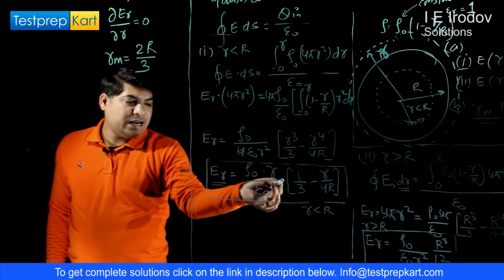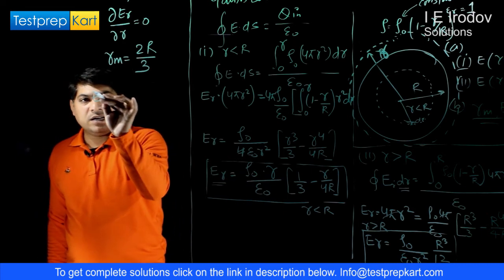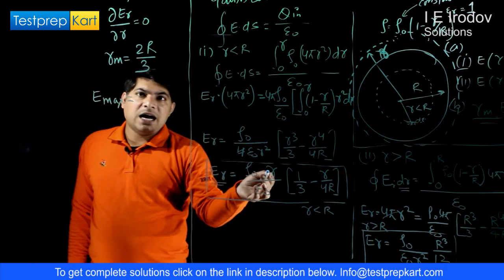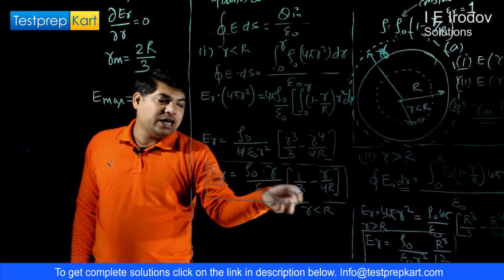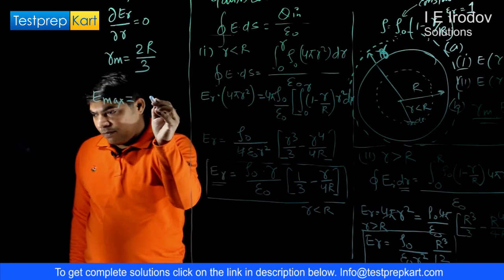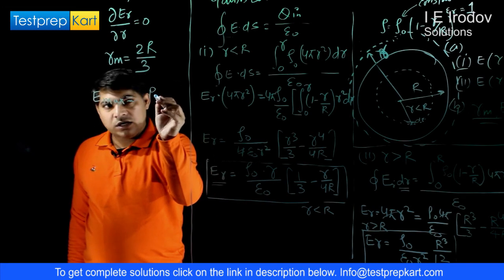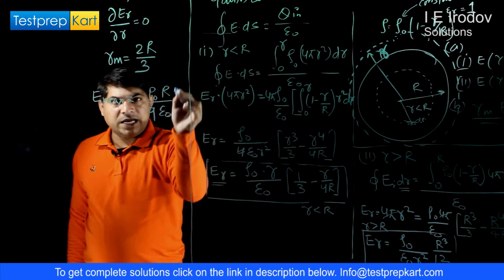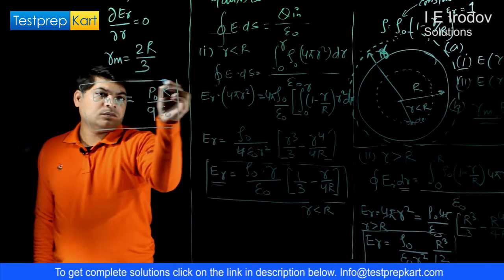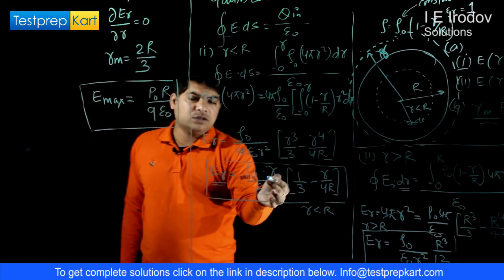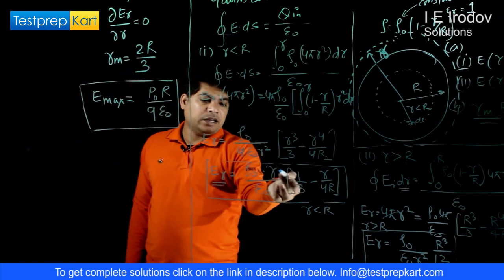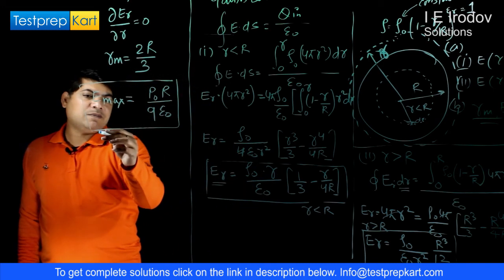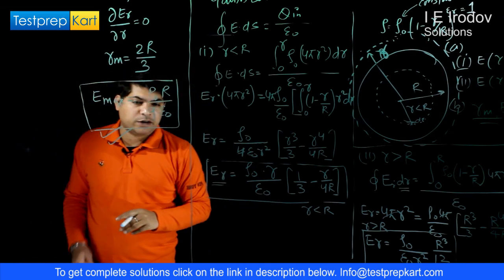Now we put Rm here, then we can calculate the maximum value of the electric field. Putting r equal to 2R by 3 in this expression, we get rho naught times R over 9 epsilon naught for the maximum electric field.